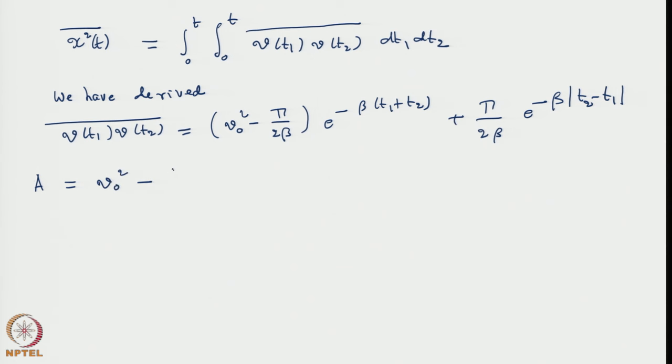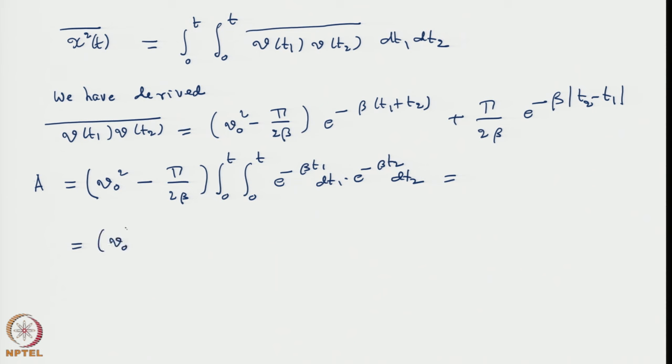v0 square minus gamma by 2 beta into the double integral, 0 to t, 0 to t, of e to the power minus beta t1 dt1 and e to the power minus beta t2 dt2, which is simply going to be v0 square minus gamma by 2 beta into (1 minus e to the power minus beta t) whole square divided by, of course, beta square. We just define it definitionally as, let us say, A. So the first term we have done.